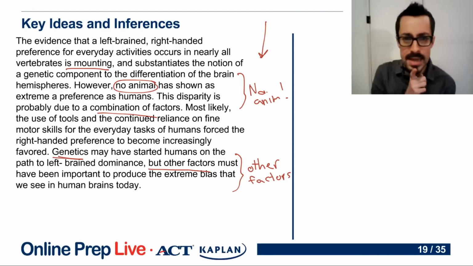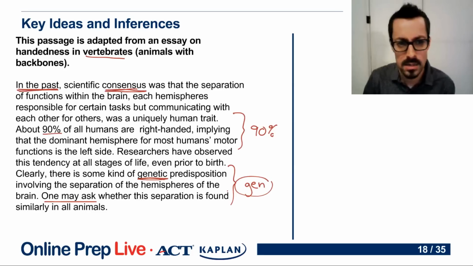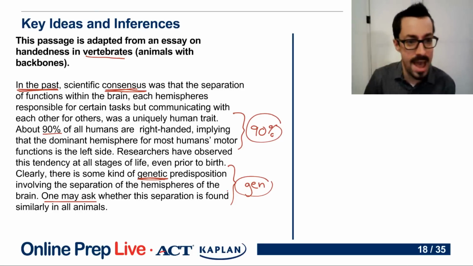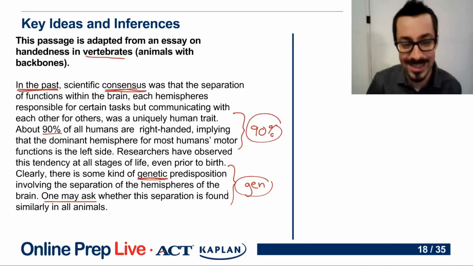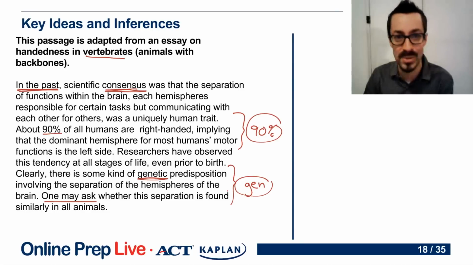And now notice what the passage is doing. This question is actually going to make you take that part. We know that no animal has ever shown the same extreme preference as humans. And then we got to go back, well, what was humans' preference for right-handedness? And oh yeah, we marked that too, 90%. So no animal has ever shown as much right-handedness as humans. No animal is right-handed quite as much as 90%.